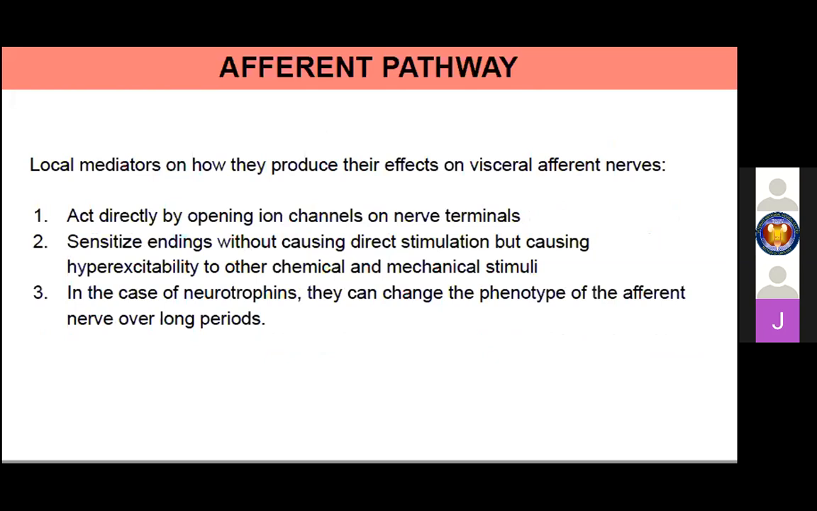So here, it's how they act. The local mediators are as follows. It acts directly by opening ion channels on nerve terminals. Another one is it sensitizes endings without causing direct stimulation, but causes hyperexcitability to other chemicals and mechanical stimuli. And in specific cases such as the neurotrophins, they can change the phenotype of afferent nerves over long periods. Next, please.